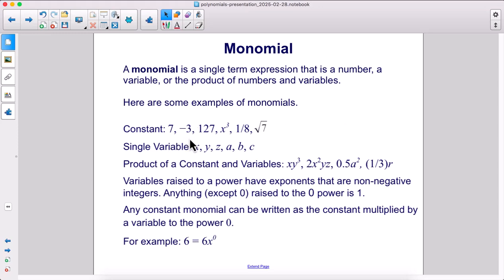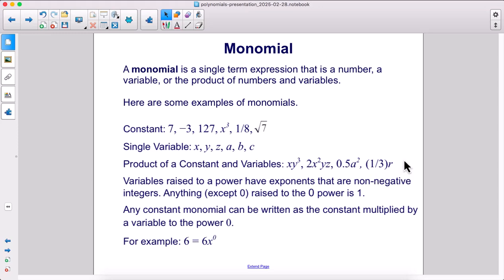7, -3, 127, x to the third power, 1/8, the square root of 7. Here are some single variable examples: x, y, z, a, b, or c. Or the product of a constant and variables: xy to the third, 2x squared yz, 0.5a squared, or 1/3 r.